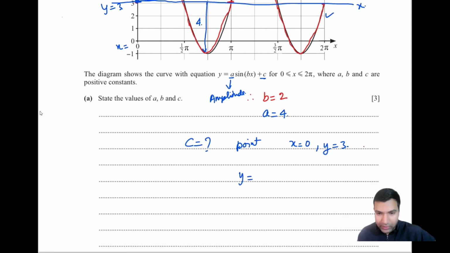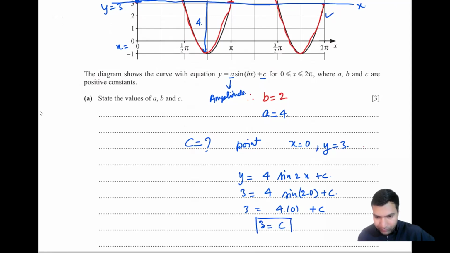And therefore, y equal to 4 sine 2x plus c. When x is 0, we get 2 times 0 plus c. Sine 0, we know that it is 0. So 4 times 0 becomes 0 plus c, and henceforth we get the value of c as 3. All right. So we got the value of c as 3, and therefore our final answer: a is equal to 4, b is equal to 2, and c is equal to 3. I hope you understood the concept.